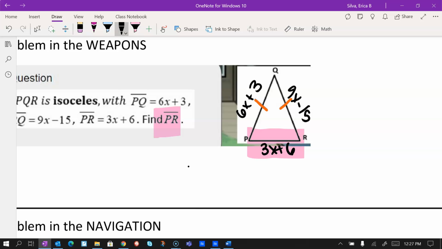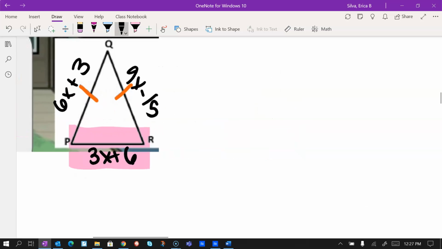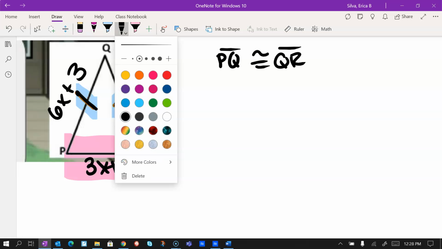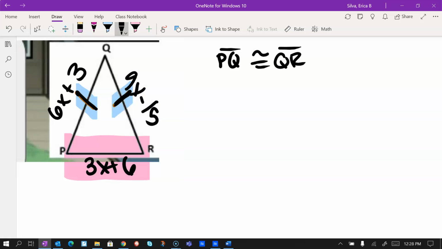If you notice, all of these sides have an x in them. So first we have to solve for x. We know that this side is congruent to this side. Because the sides are congruent, PQ is congruent to QR, and because they are congruent, we can say that the measurements are equal. So 6x plus 3 is equal to 9x minus 15. Then we solve for x.